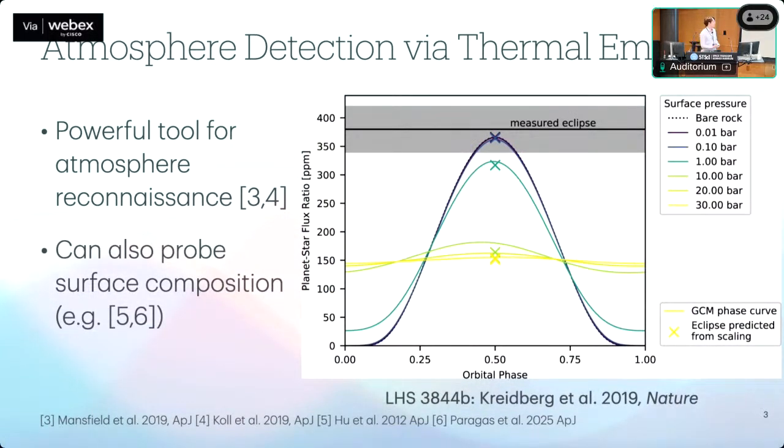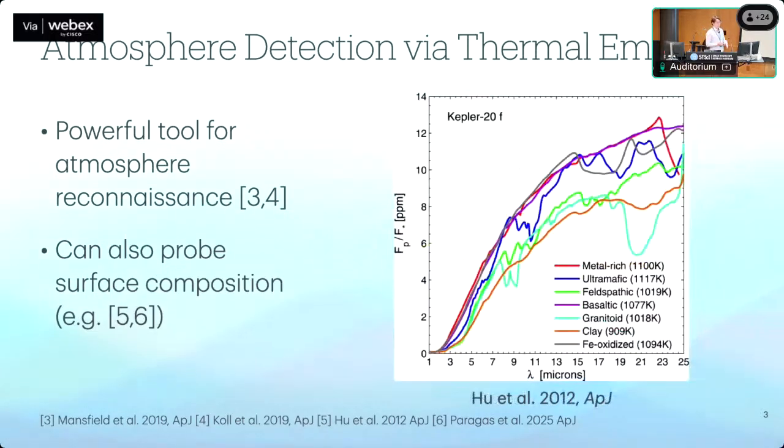But how do we actually find these atmospheres? Qiao talked about this a little bit earlier, but one particularly powerful method is directly measuring the thermal emission coming from the planet. This can work by either constraining the amount of heat redistributed to the night side from a thick atmosphere, or by targeting key absorption features. These observations also have the unique potential to probe the surface composition, and this is a technique commonly used in solar system investigations.